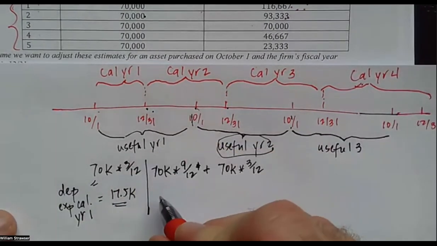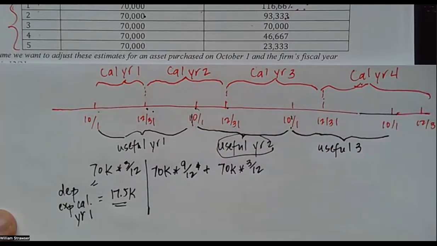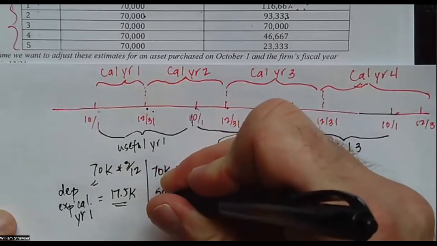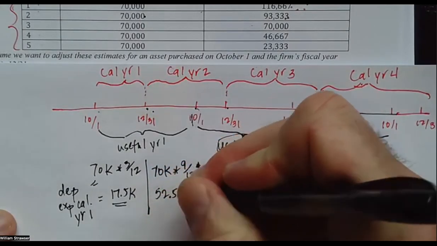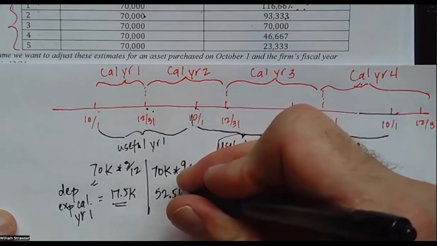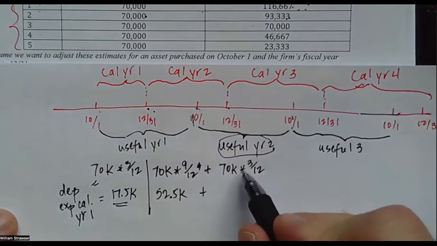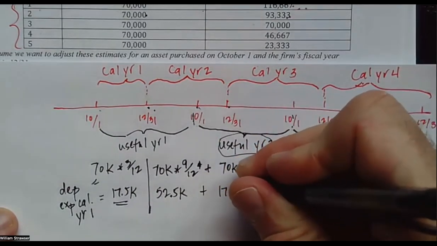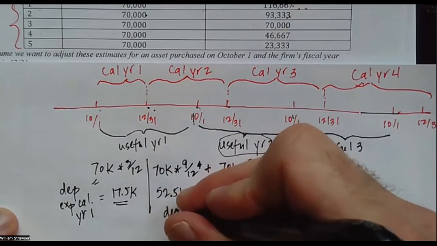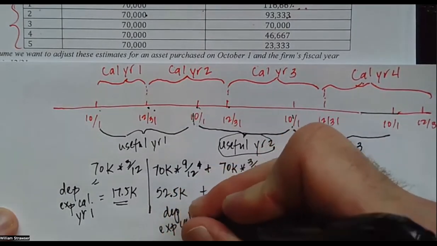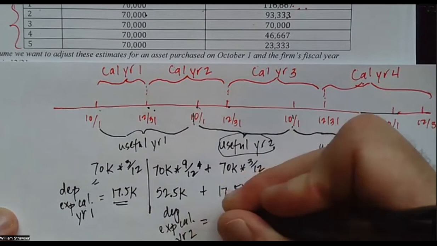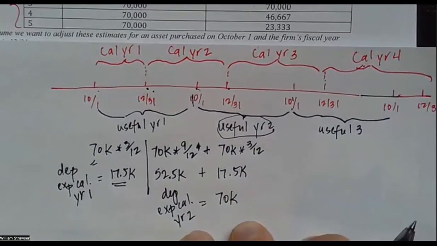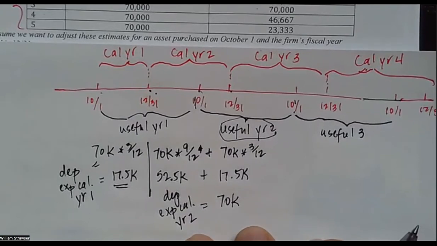In this case, then, we still got 70 times 9/12, which would be 52.5. And we would add to that, we already know what 70,000 times 3/12 is, it's 17,500. And so the depreciation expense for the second calendar year is going to equal 70,000. And that is using a partial period depreciation.